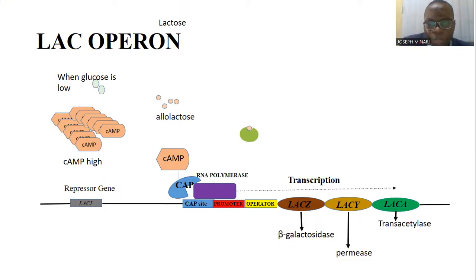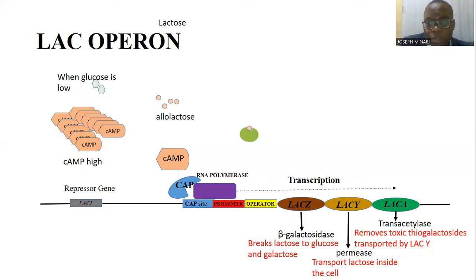The beta-galactosidase is meant to break down lactose to glucose and galactose, the permease to allow lactose to come into the cell, and then the trans-acetylase to remove the toxic galactosides that came in through LAC-Y when lactose was coming in. Don't forget, this is in the presence of low glucose and high cAMP.